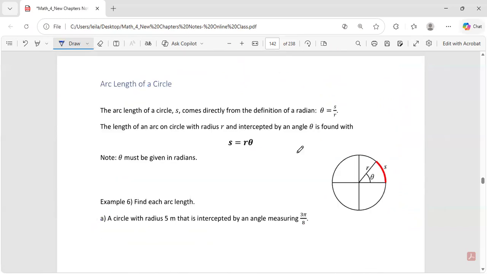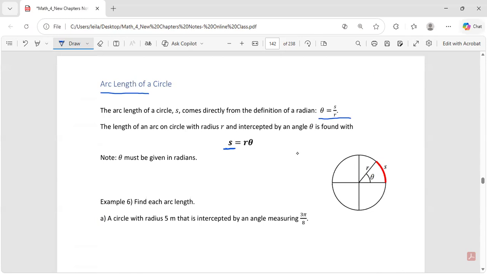When we talk about the radian measure, we said that a radian measurement comes from dividing the length of the arc that's intercepted by the angle theta by the radius of the circle. So we said that theta is always equal to S over R. Now, if they ask us to find the arc length of a circle, we are also using the same formula, but since we want to find the arc length, that means we want to find the S.